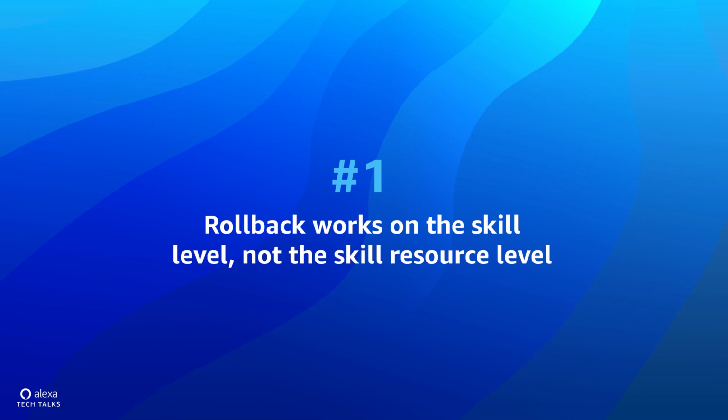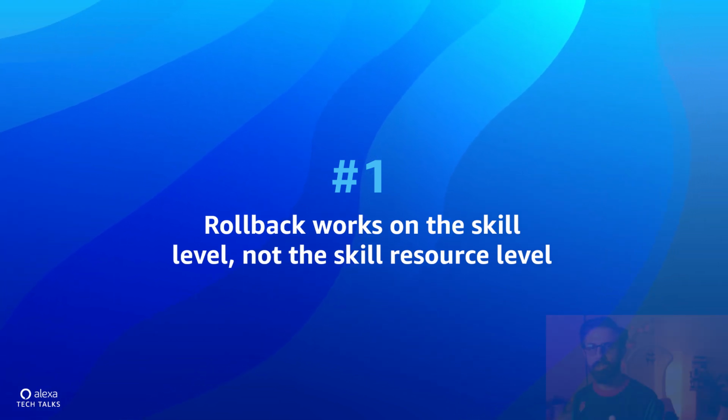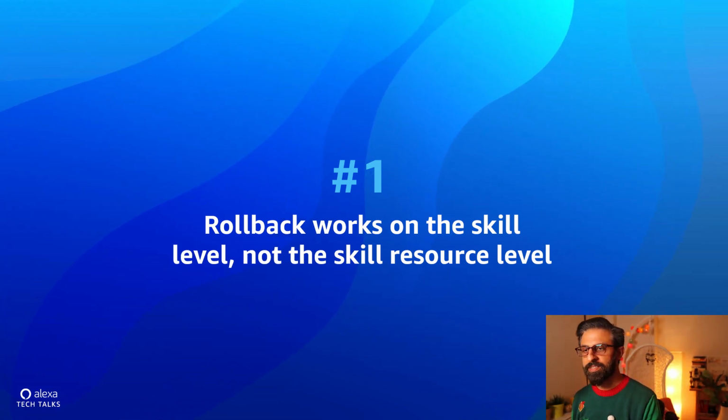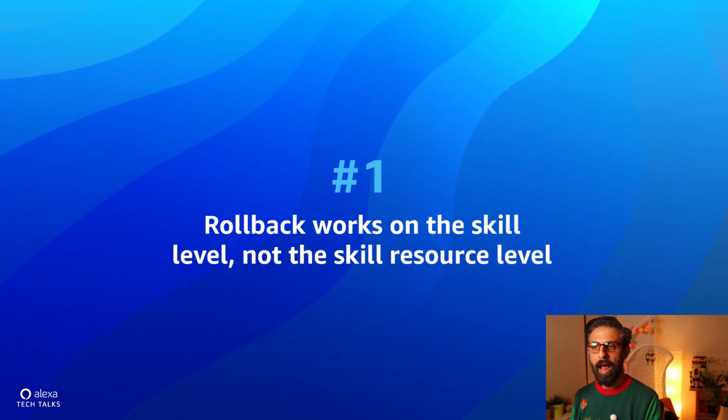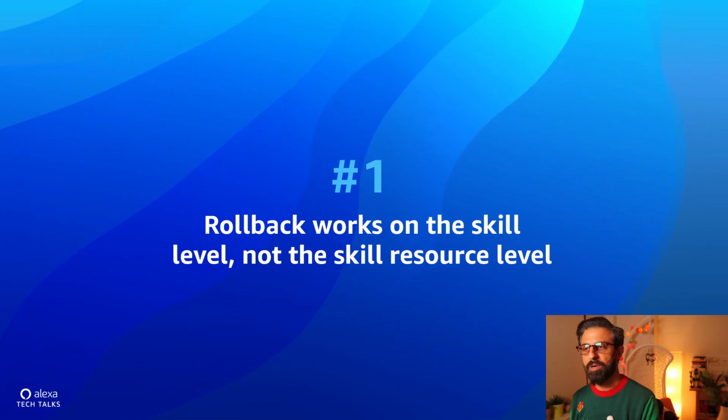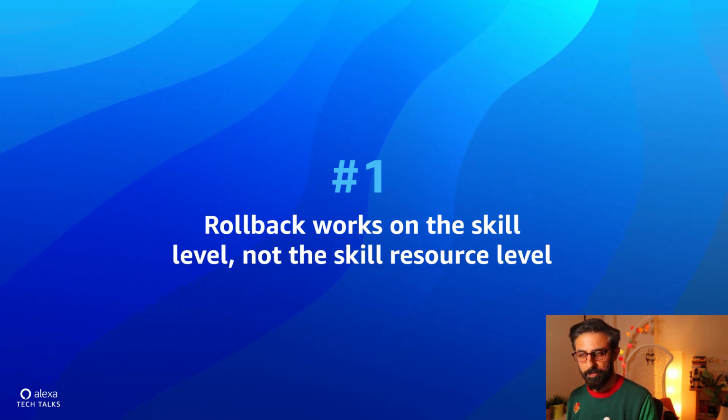Now, few quick things about rollback. One, rollback works on the skill level, not the skill resource level. What that means is that things like skill manifest and the interaction model are included in the rollbacks, but Amazon-owned artifacts like built-in intents, which are built by Amazon, and slots, which are also provided by Amazon, are not rolled back to their older version.